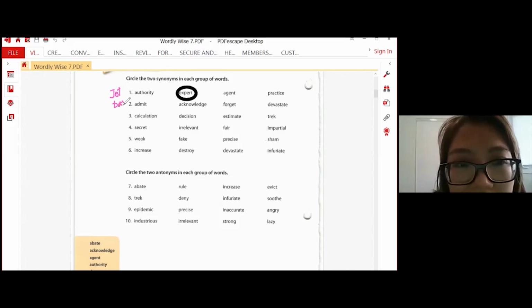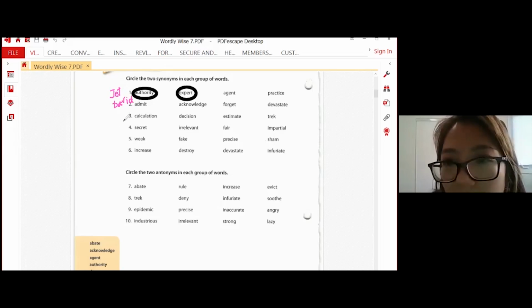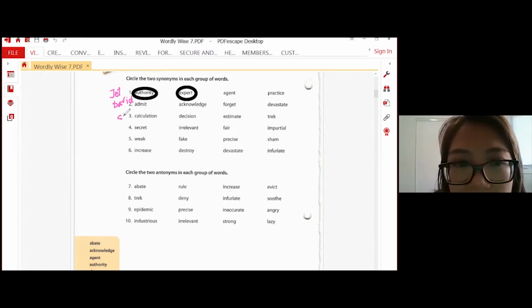Guys, you can annotate on the screen. I don't know if you guys can annotate. Yep, okay. David, can you do number 2? Sophia, can you do number 3? Nicole, can you do number 4?